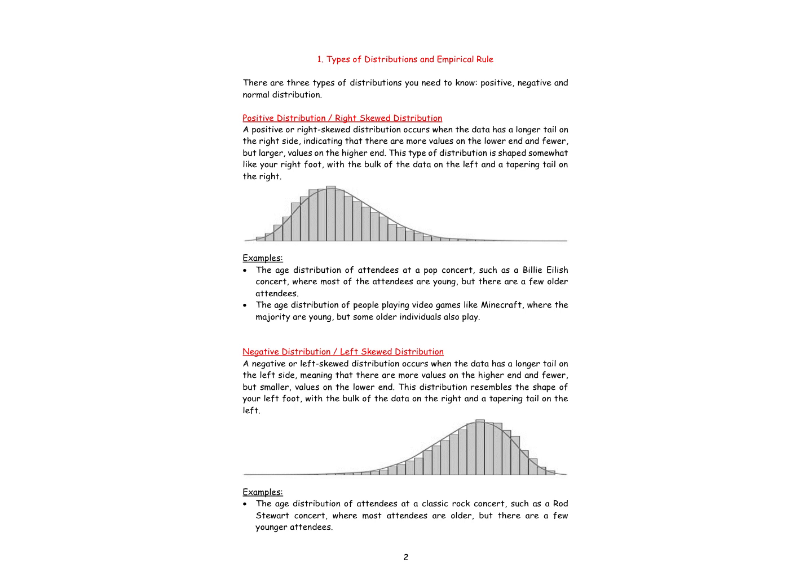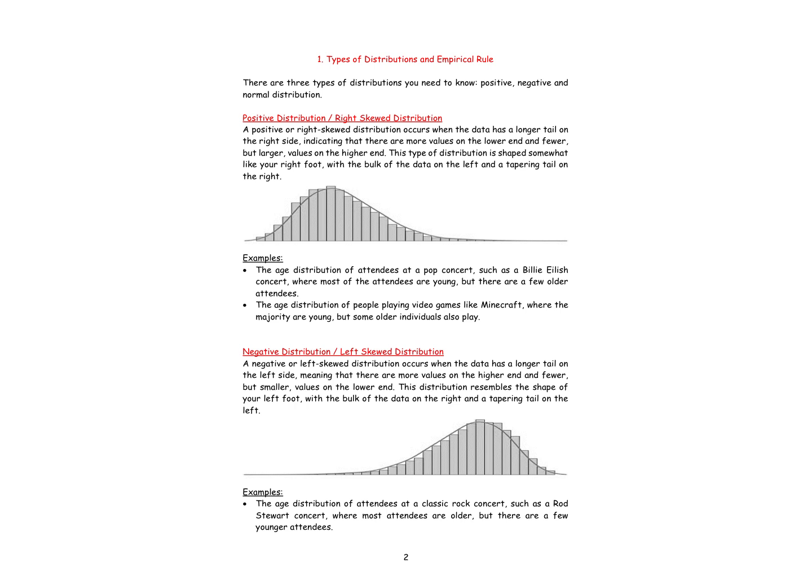The first type of distribution is a positive distribution or a right-skewed distribution. What this is, it's when the data has a longer tail on the right side, indicating that there are more values on the lower end and fewer but larger values on the higher end. This type of distribution is shaped somewhat like your right foot, with the bulk of the data on the left and a tapering tail on the right.